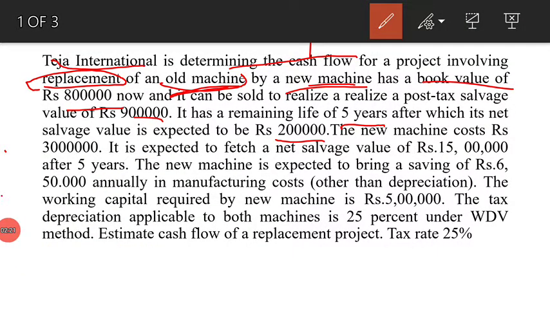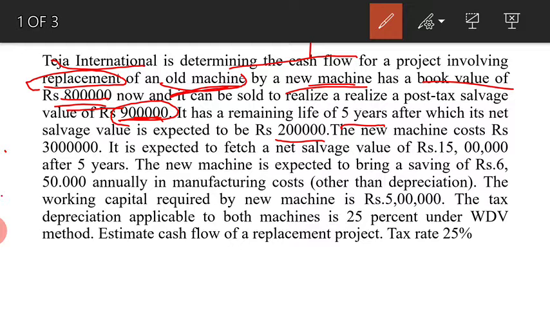The 3 values are, one is this 8 lakh, which is the current book value. As per the books of Teja International, the current book value is 8 lakh rupees. It can be sold to realize a post-tax salvage value of 9 lakhs. That means if you want to sell this machine right now, you can sell it for 9 lakh rupees. Though the book value is 8 lakh, you can sell it for 9 lakh. So the current salvage value is given.